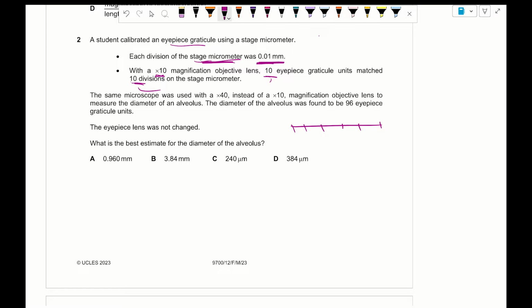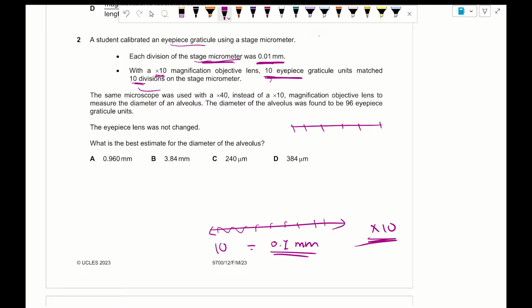So what we must do is multiply 0.01 by 10 to obtain the length of 10 eyepiece graticule units at a magnification of times 10. Let's just assume that these are 10 eyepiece graticule units. Therefore, we get 0.1 millimeters. So 10 eyepiece graticule units equal 0.1 millimeters at a magnification of times 10.